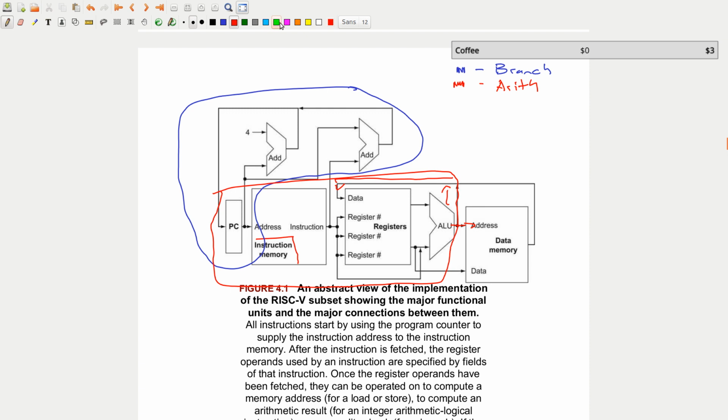And then finally, if we wanted a memory instruction, it's just like an arithmetic instruction, except we need to include data memory in here. So we see there's quite a bit of overlap here. So we have a lot of reuse of these simple components.